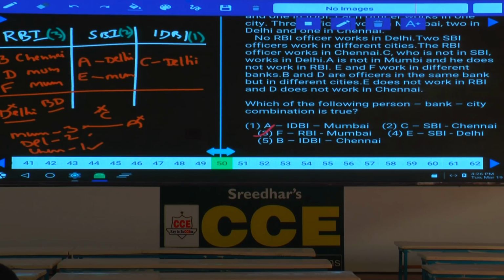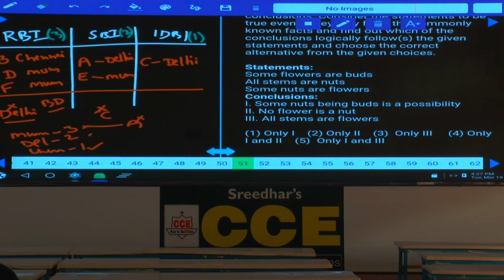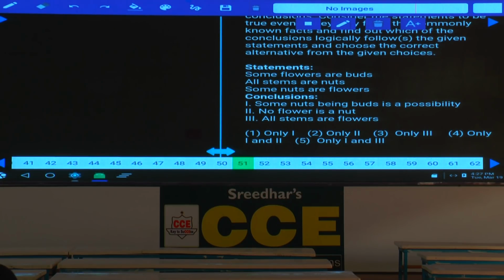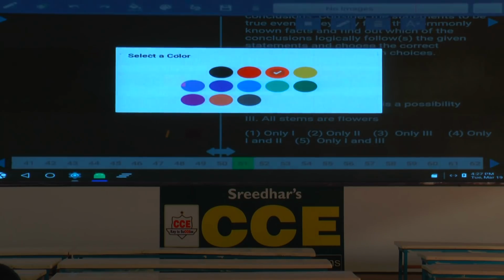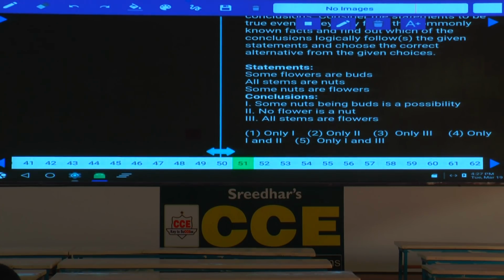Then 51 to 55. Now question numbers 51 to 55. These 5 are based on syllogisms and logically follows, isn't it? Then condition number 1. In this condition number 1, question number 51.